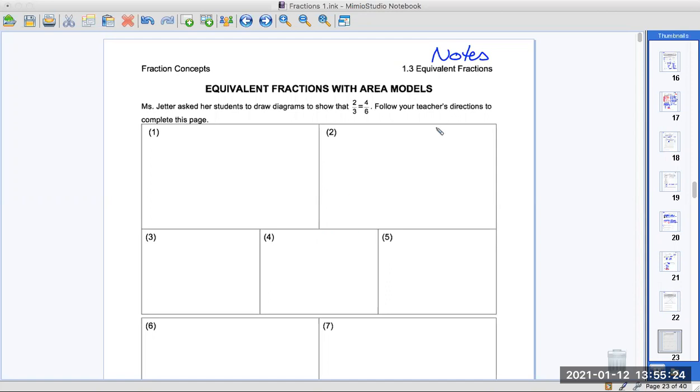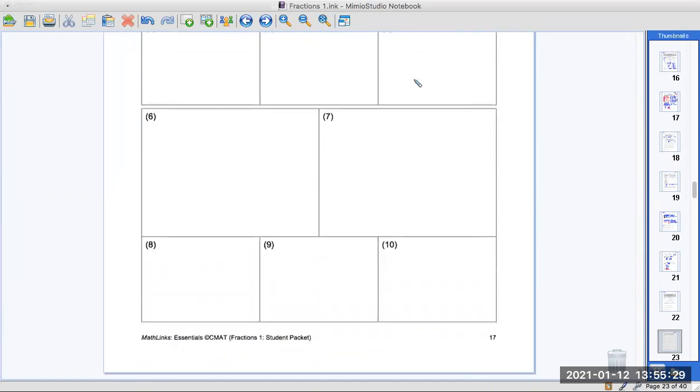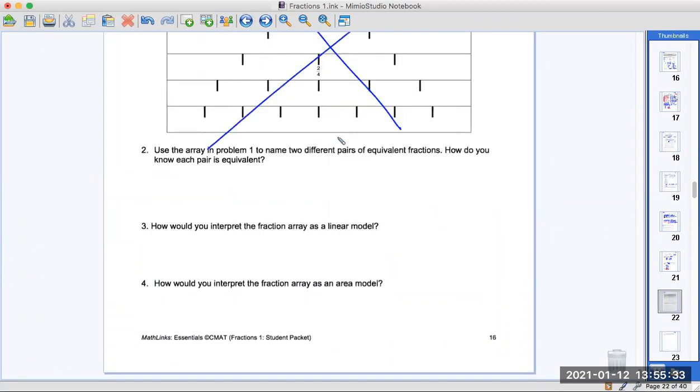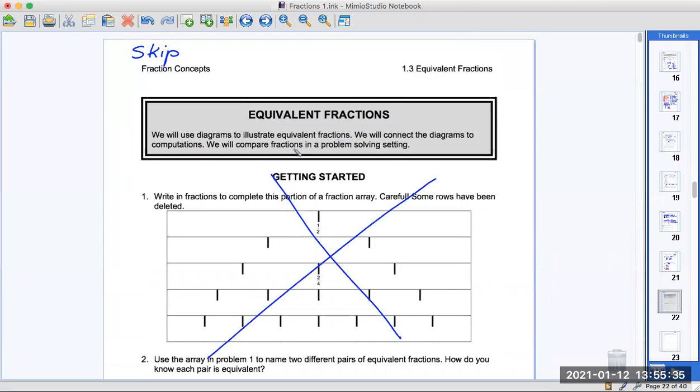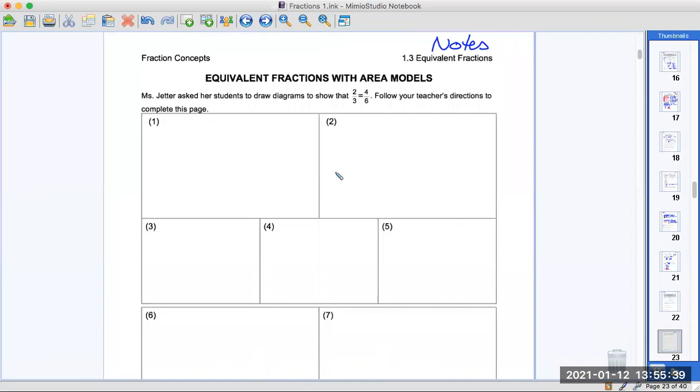And this is the third lesson, and you can tell it's the third lesson by looking up here, 1.3. You're on page 17. We skip page 16, so 16 you can skip, and 17 we start. Okay, so here we go.